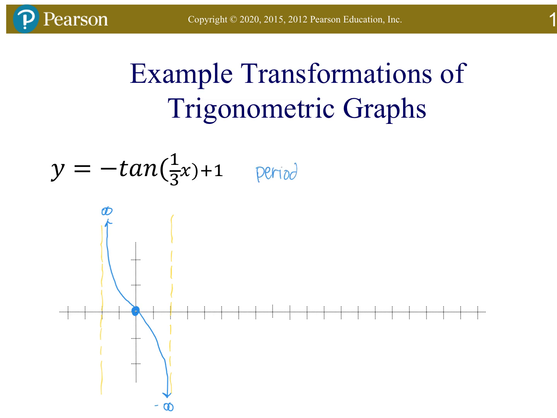So my period for tangent is different than sine and cosine. Its parent function has a period of 1 pi, not 2 pi. So it's 1 pi divided by 1/3. So its period is 3 pi. And does that affect the cotangent? Uh-huh, yeah, good.